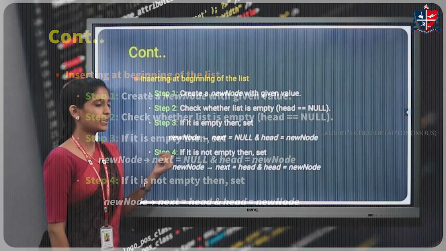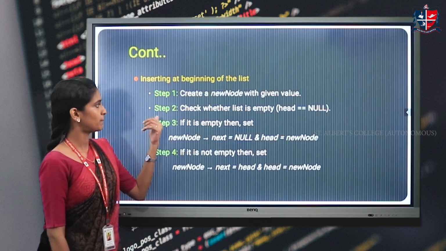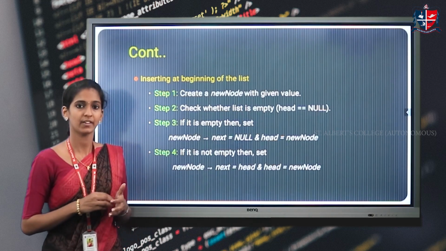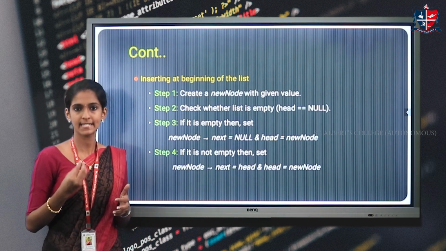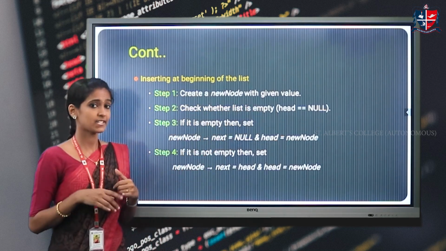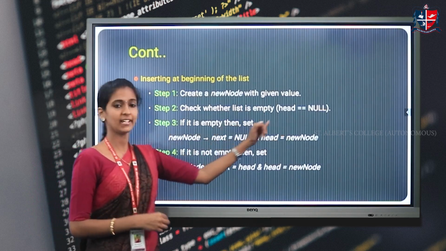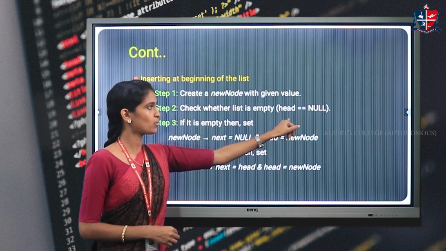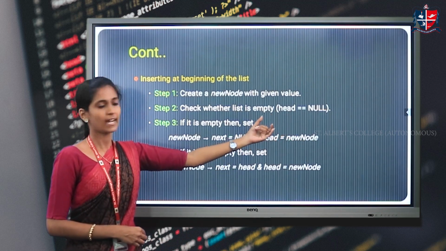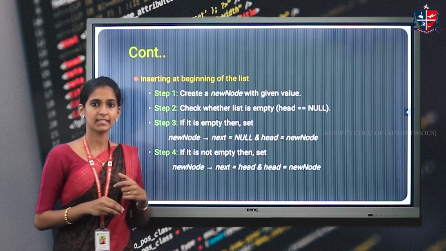So this is the algorithm which we perform for insertion at the beginning of the list. My first step is creating a new node with a given value. That is, first of all, you create a new node with the element you want to insert. Now we want to check whether the list is empty, by using the condition head is equal to null. Why do we use head equal to null? Because the first node is pointed to by the head. So by this condition you check whether the list is empty.